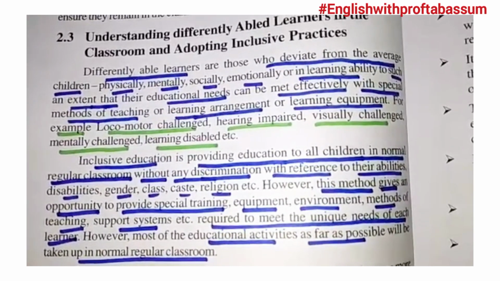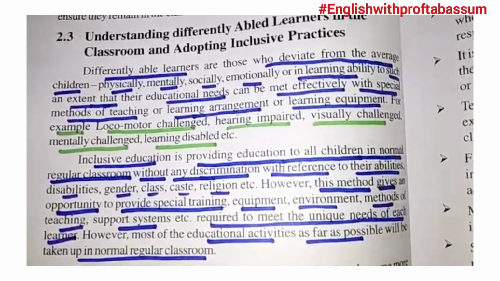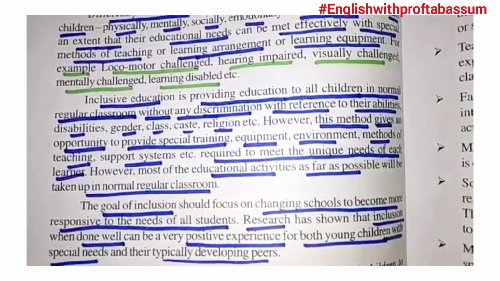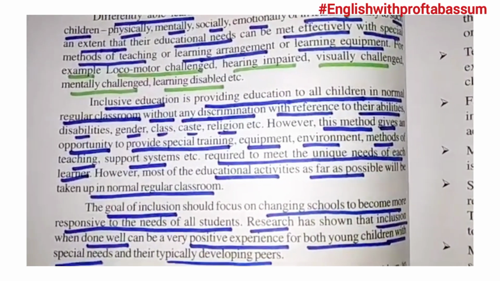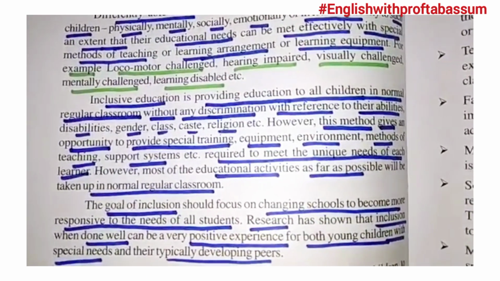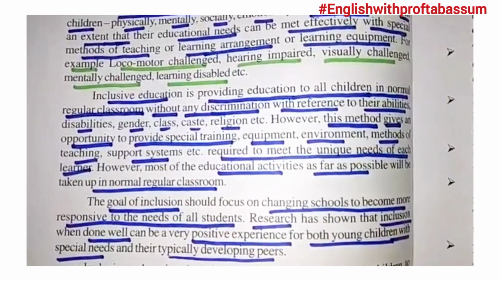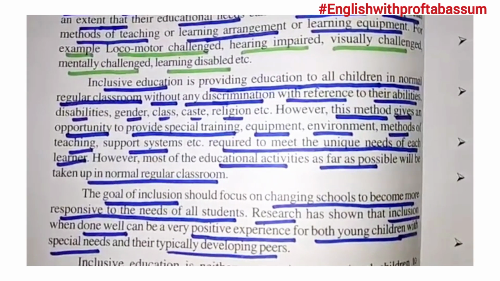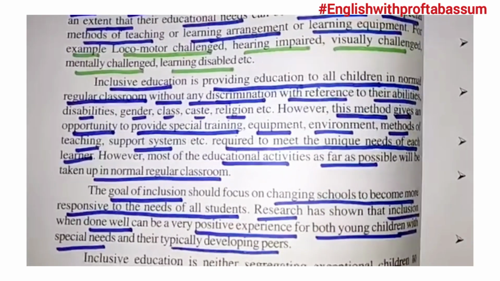And this method is giving an opportunity to the teachers so that they get trained, they use special equipment, they provide a special environment to the child, they use special methods of teaching, they use support systems, so that they can meet the unique needs of each and every learner. And as far as possible, all the educational activities should be conducted in a normal, regular classroom.